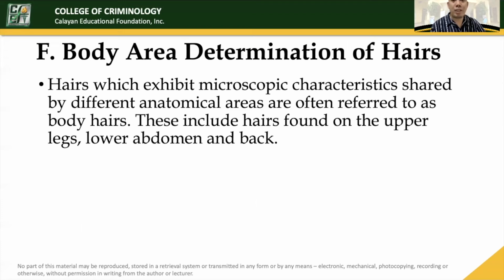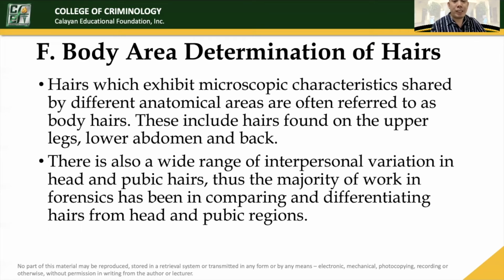So hairs which exhibit microscopic characteristics shared by different anatomical areas are often referred to as body hairs. So these include hairs found on the upper legs, lower abdomen, and back. Okay, so there is also a wide range of interpersonal variation in head and pubic hairs. Thus, the majority of work in forensics has been in comparing and differentiating hairs from head and pubic region. So ito lang naman kasi kadalasan yung nagagamit as evidence, no? Na itong buhok na nasa ulo natin at saka yung nasa sex organ, yung pubic hair.